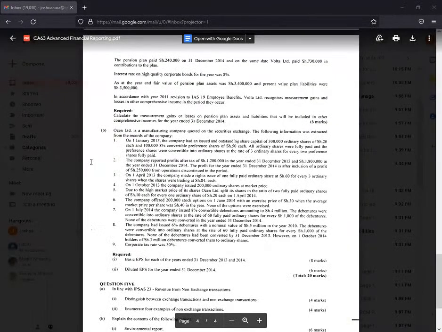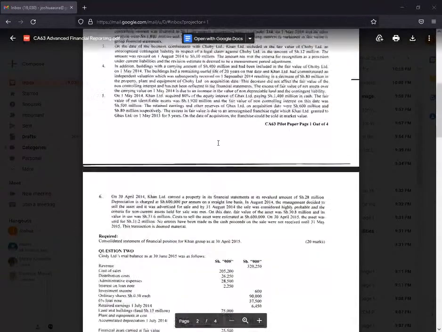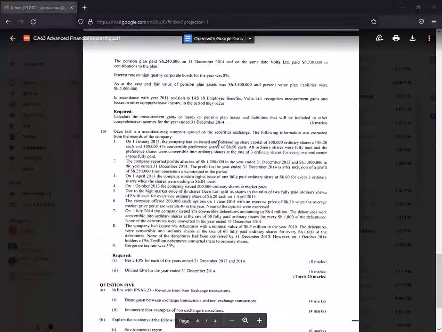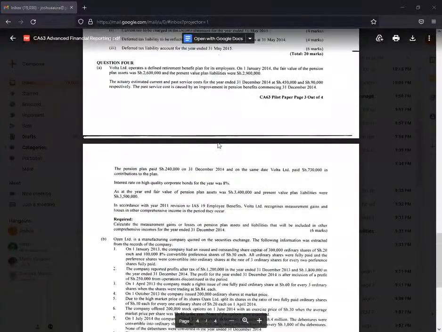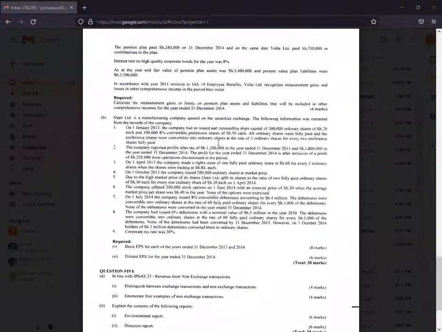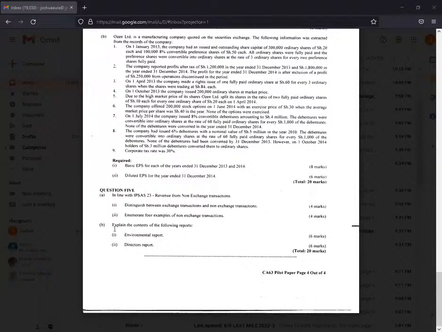Are you able to see my screen? This is September 2015, the pilot paper. Question number 4, part B. You can see these guys have brought in this concept of question number 5 being theoretical. In line with IPSAS 23, revenue from non-exchange transactions. This lesson has taught you very good things. Distinguish between exchange transactions and non-exchange transactions, out of 4, always talk about it. Enumerate 4 examples of non-exchange transactions. Explain the contents of the following reports: environmental report, director's water report.